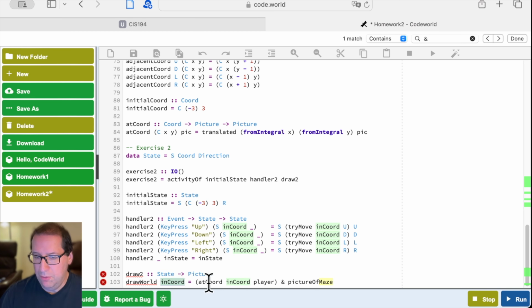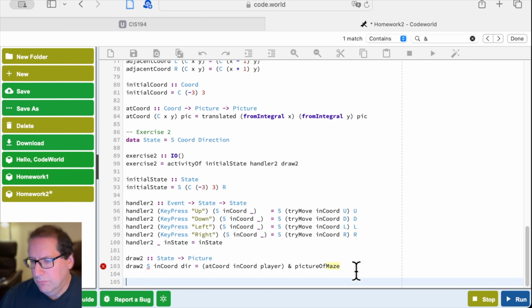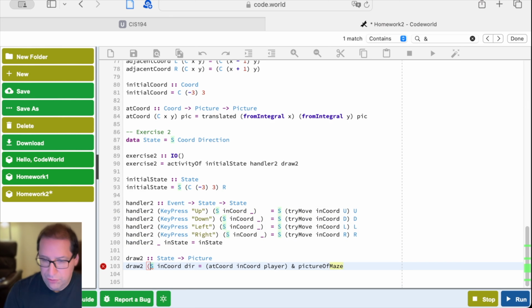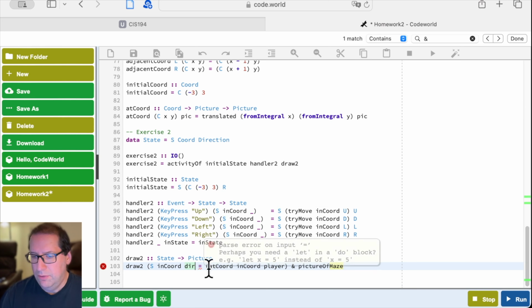Well, we know we're getting a state. And we know that state has a coordinate. We know that state has a direction. Right? Oh, and I'm calling it draw world instead of draw 2. There we go. And I need parentheses here in order to decompose in the pattern matching.